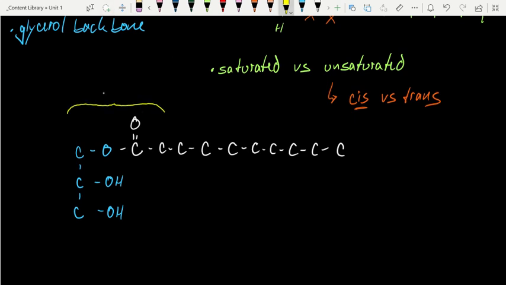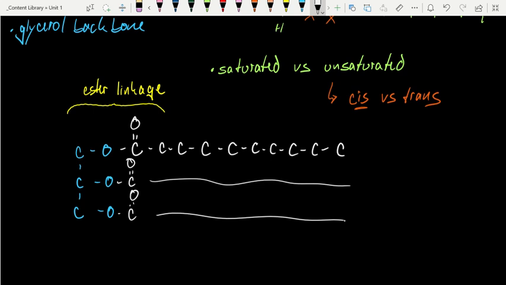This structure that we see where we've got the carbon, then the oxygen, then a carbon double bonded to an oxygen, and then the rest of the chain, this is called an ester linkage. And to complete the triglyceride, all we have to do is do that 2 more times. Now we have our triglyceride.